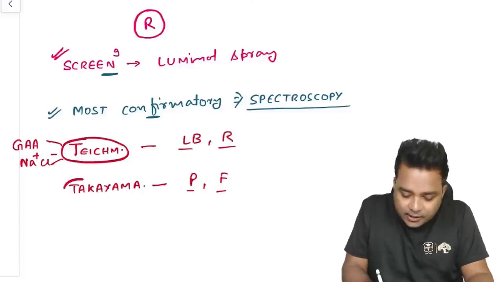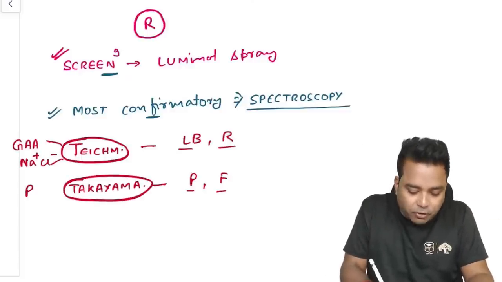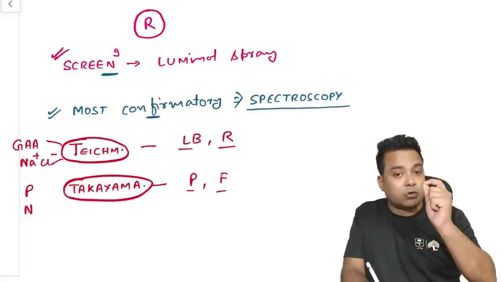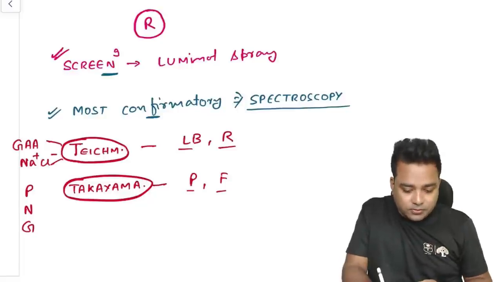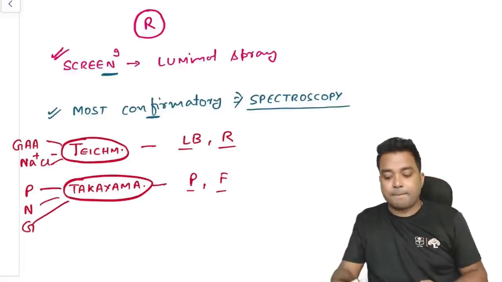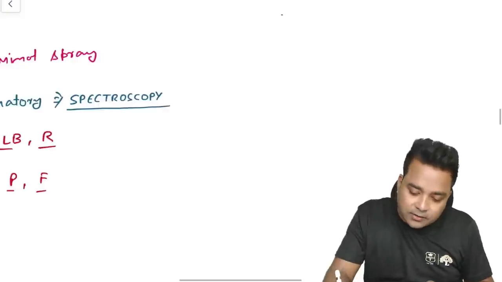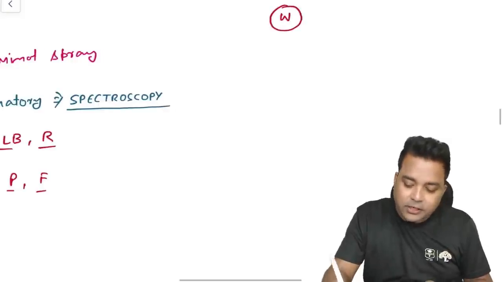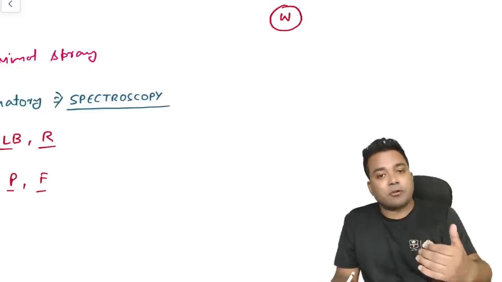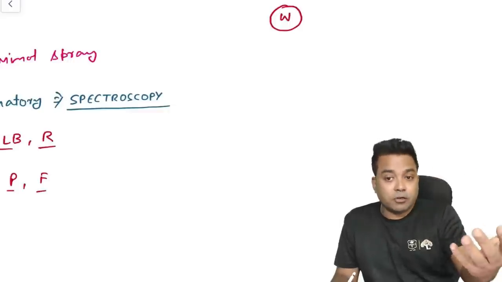What is the reagent in Takayama? PNG. P for pyridine, N for sodium hydroxide, and G for glucose. Correct? So my red stain topic is done. Come to white stain analysis. Now here the query of the policeman will be, sir, whether it is seminal stain or vanilla ice cream. That is the query of the policeman.